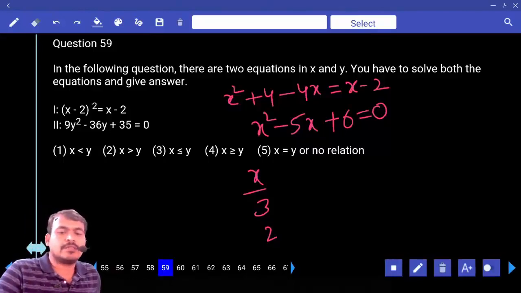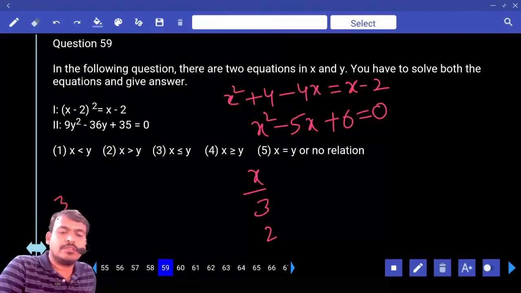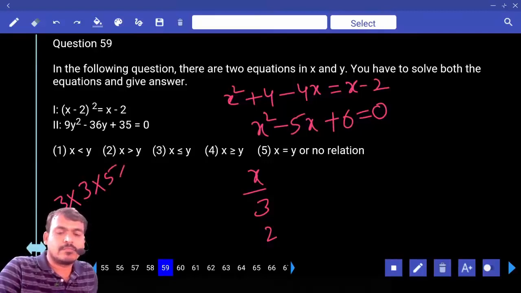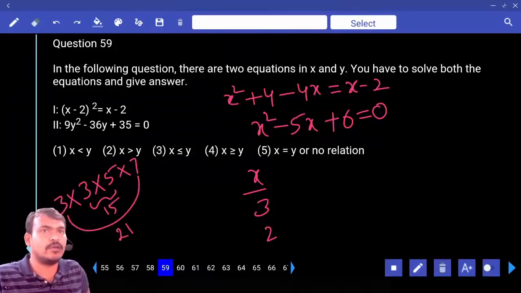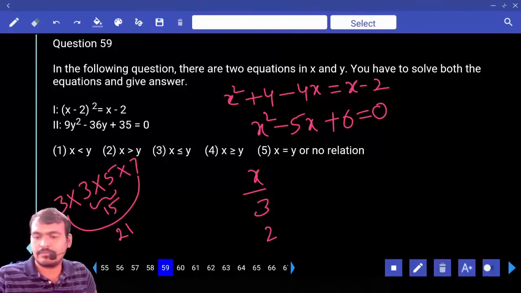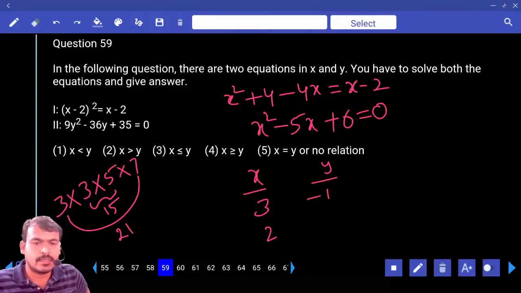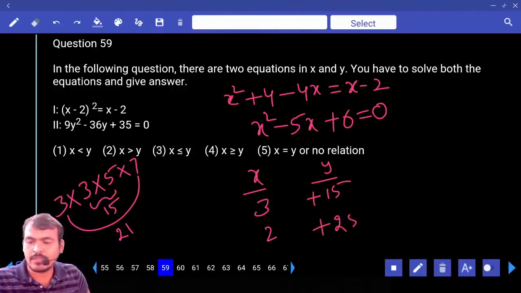Second one: 9y square minus 36y plus 35 equal to 0, or not. 9 means write 3 into 3, or not. 35 means 5 into 7, or not. Okay, 3 5s are how much? 15. 7 3s are 21. Total it is 36. Then the y values are written as plus 15 and plus 25.